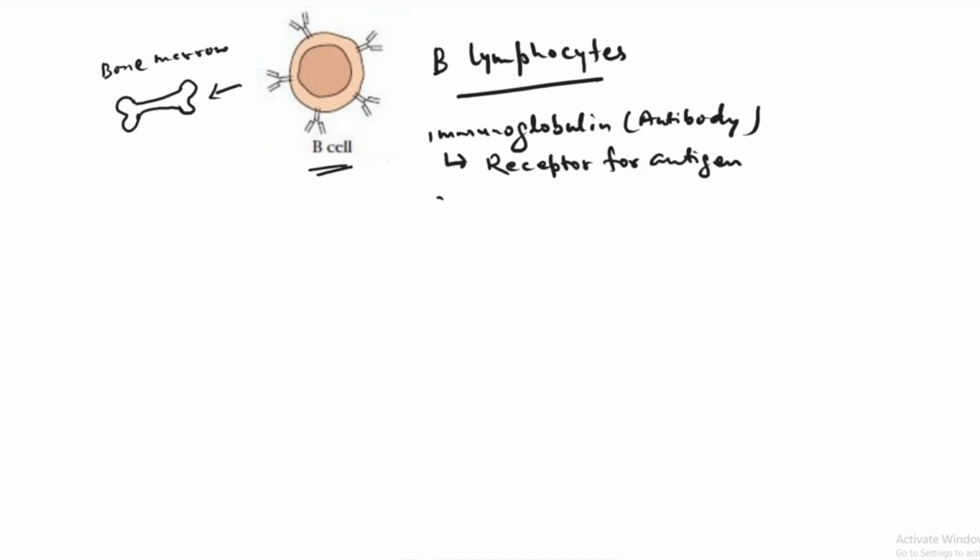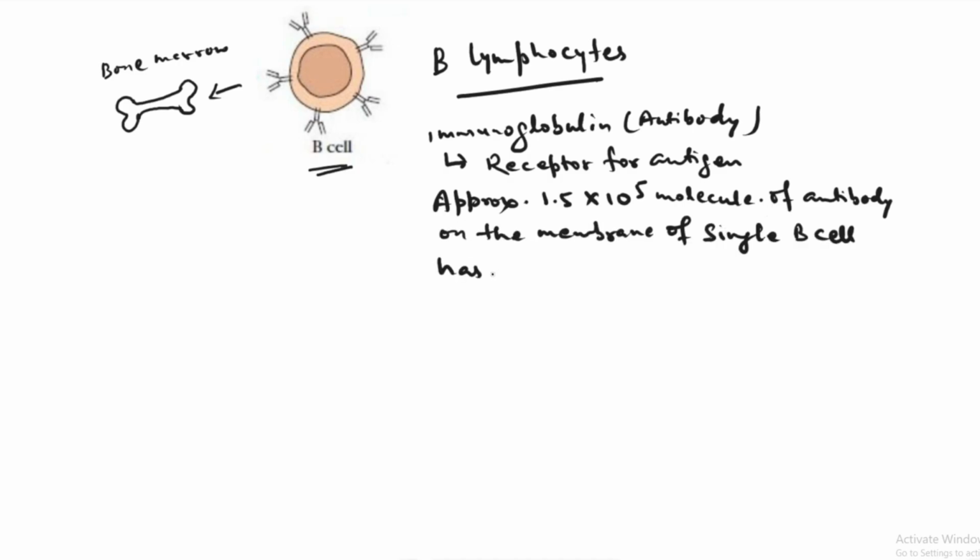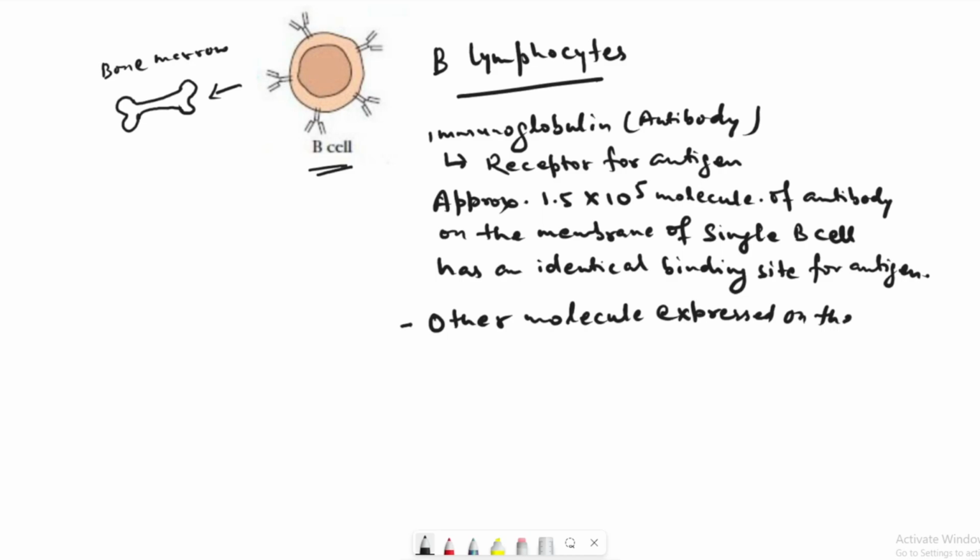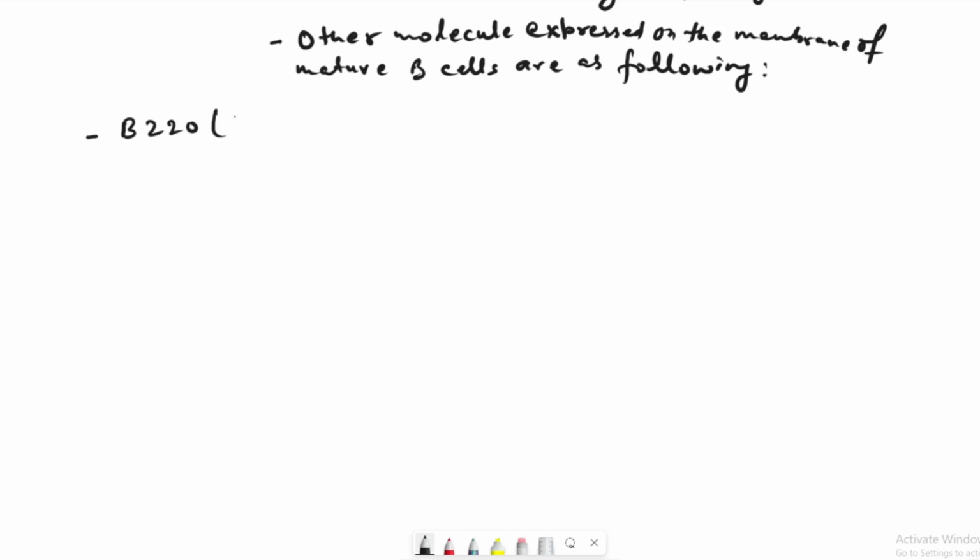Each of approximately 1.5 × 10^5 molecules of antibody on the membrane of a single B cell has an identical binding site for antigen. Among the other molecules expressed on the membrane of B cells are the following. B220 is frequently used as a marker for B cells and their precursors. However, unlike antibody, it is not expressed uniquely by B lineage cells.